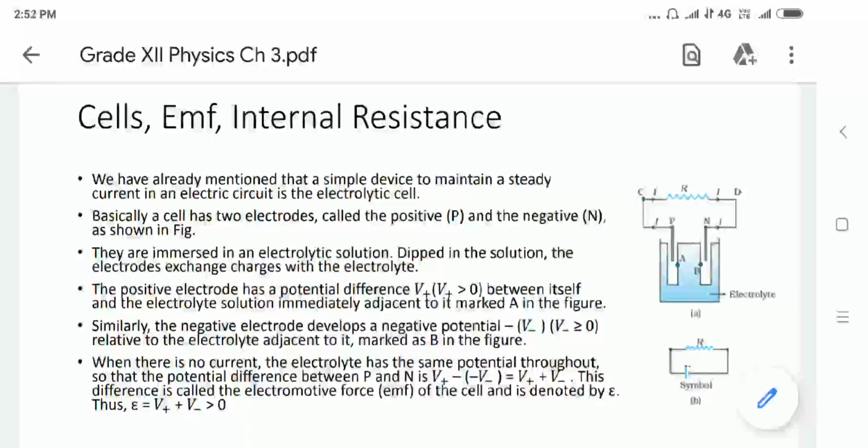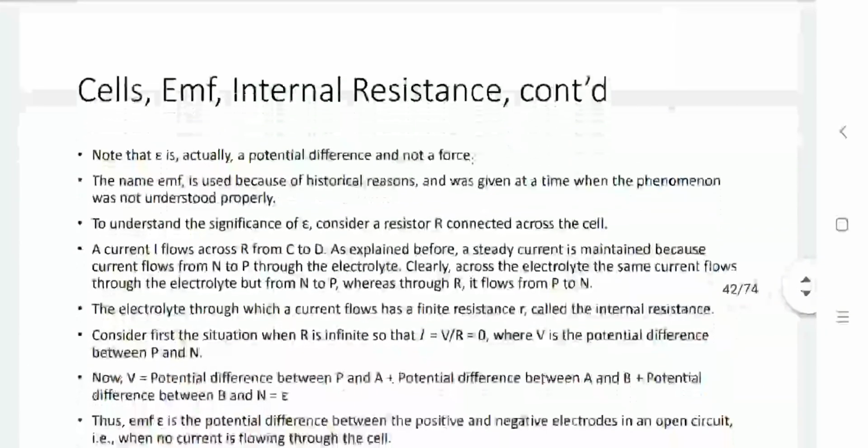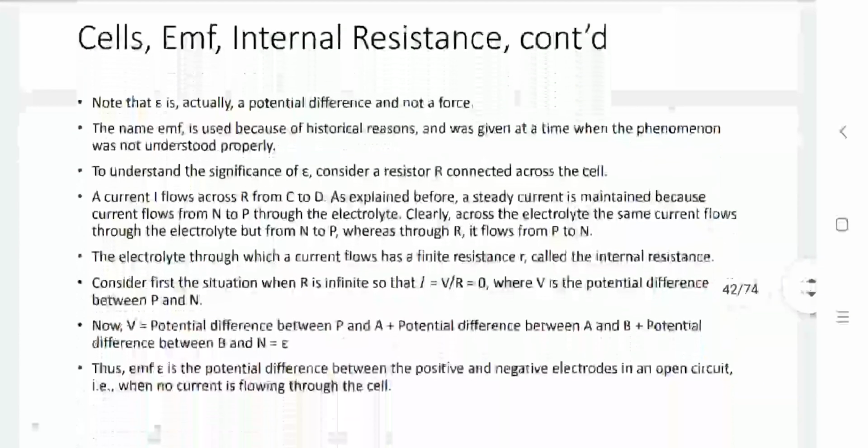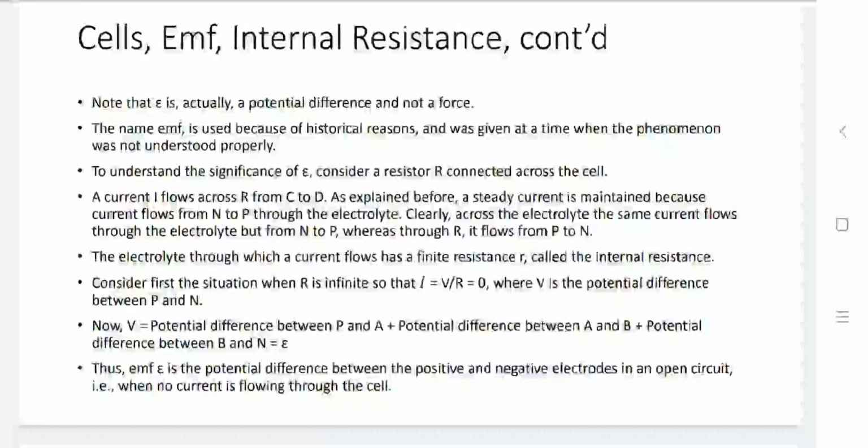So here we can say that EMF is not an external force, but EMF is the potential difference between two electrodes when the circuit is open, when no device is connected with the cell. At that time, whatever the maximum possible potential difference available, that is known as the EMF. Right. Now if we connect a resistor across the cell, as we can see in the diagram, likewise.